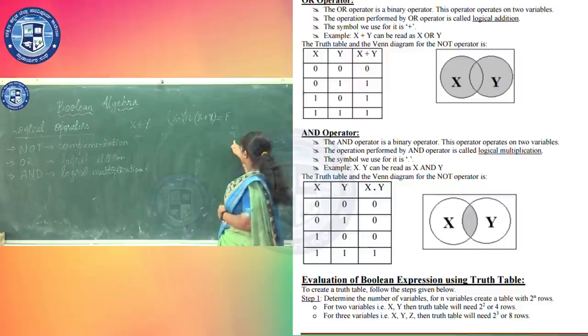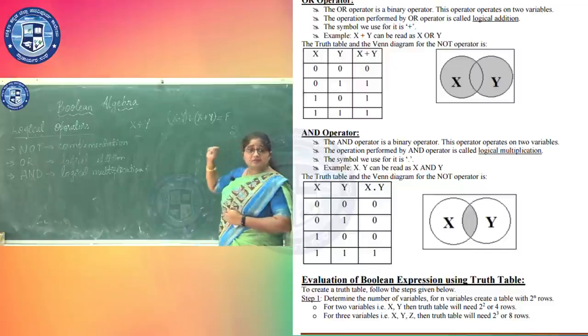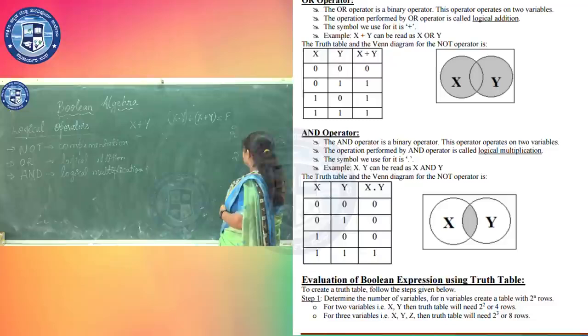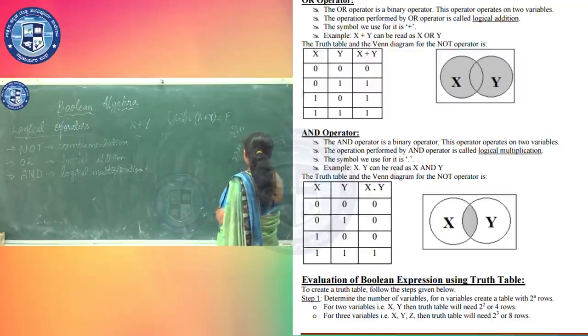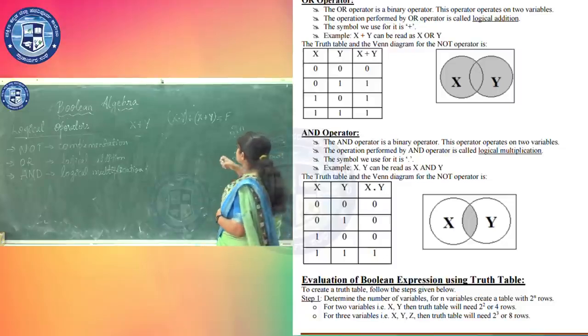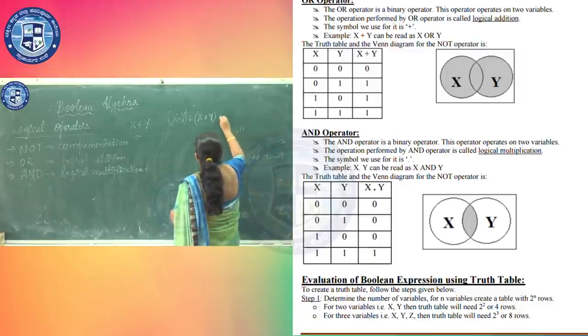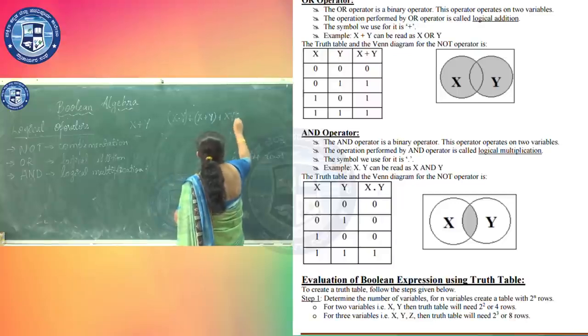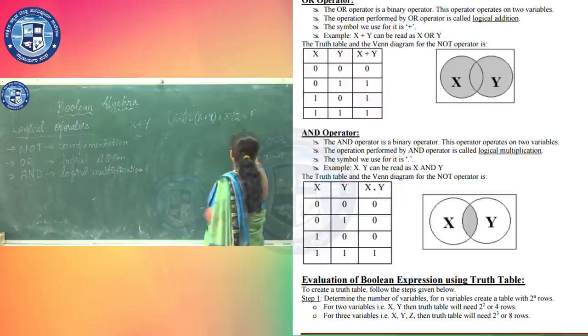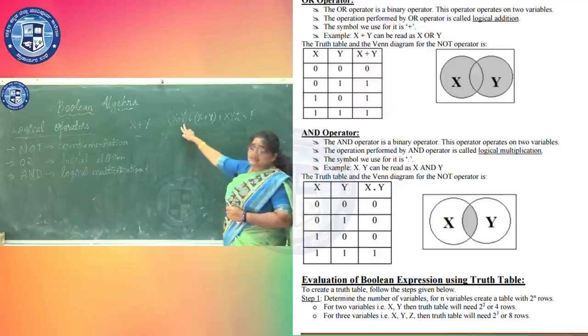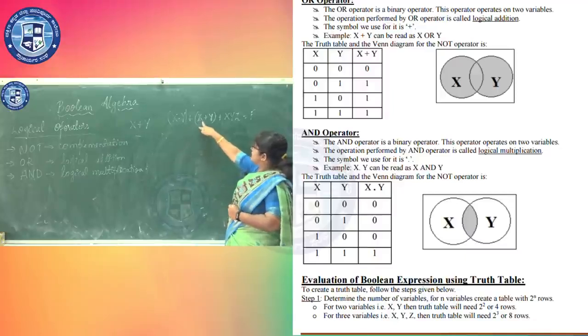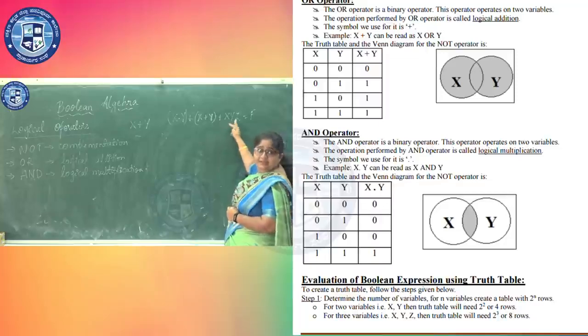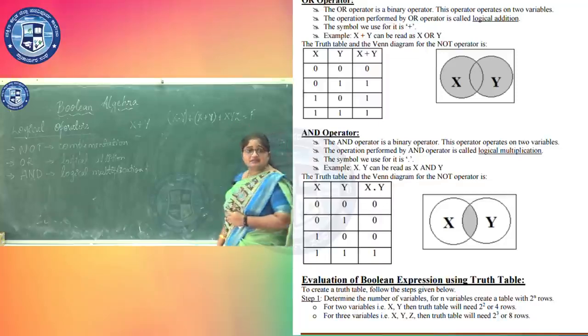Then 2 variables means what? Then how many rows must be there? 2 to the power of n. What is the value of n? 2. So 2 to the power of 2, which means I will have to have 4 rows. Suppose I had x, y, z equal to f. X and y plus x or y plus x and y and z, and that is equal to my result.